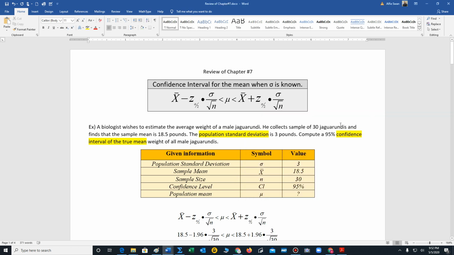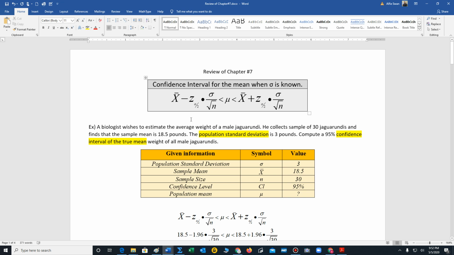Okay, we're now going to review for Chapter 7. So in 7.1, we learn about computing the confidence interval for the true mean. The true mean is represented by mu. To do this, we collect a sample size of n. We calculate the sample mean x bar to approximate this true mean, mu.